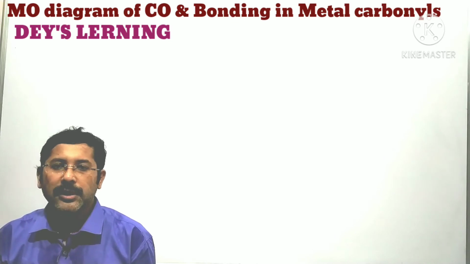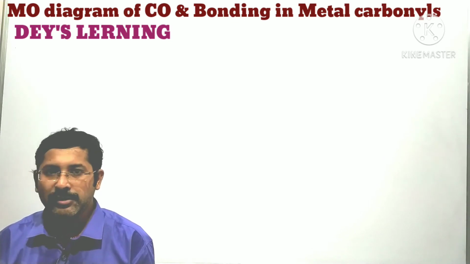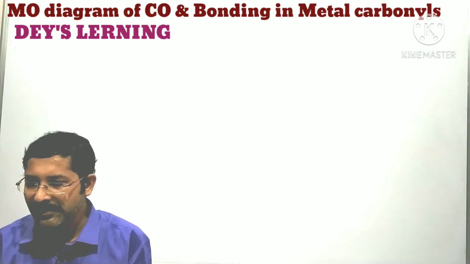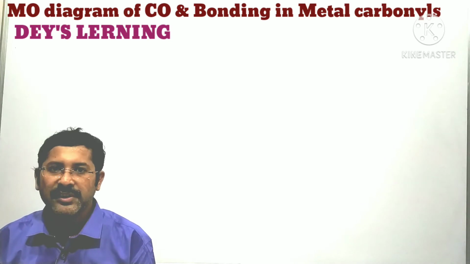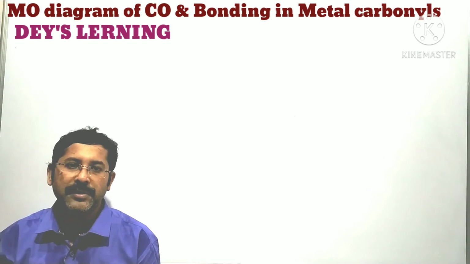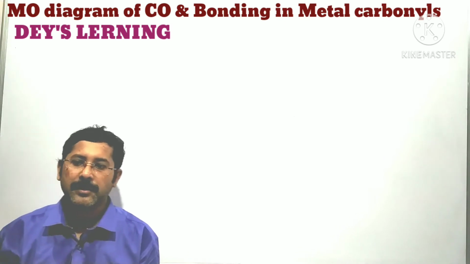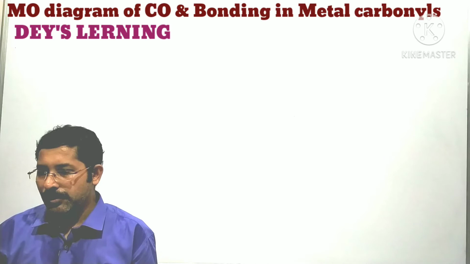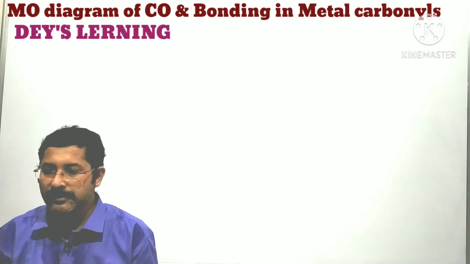Today we are going to learn the molecular orbital diagram of carbon monoxide and some significant properties of carbon monoxide which can be explained on the basis of this molecular orbital diagram. So let's start the topic.